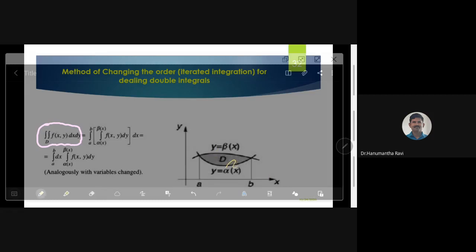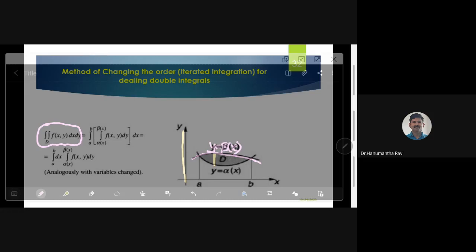If we want to integrate with respect to y first, it is a very simple thing. If you want to integrate with respect to y first, then draw a strip parallel to the y-axis. See, this is our y-axis. What is the equation of this curve? This is curve 1. Every curve will be represented by an equation in x and y. So it is y is equal to beta x.